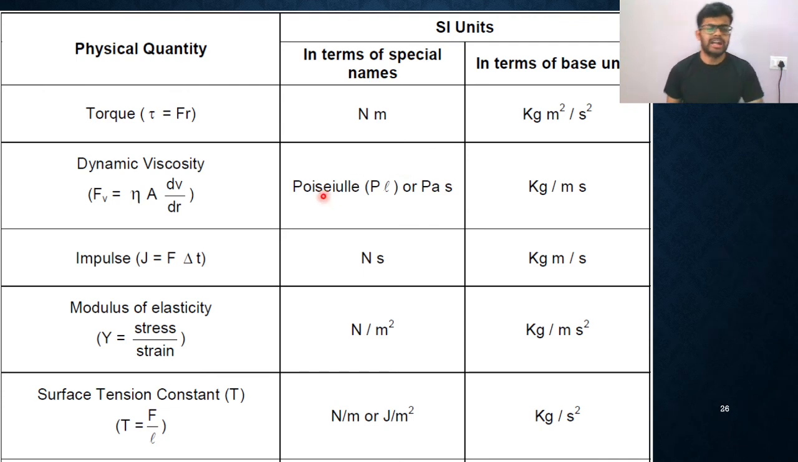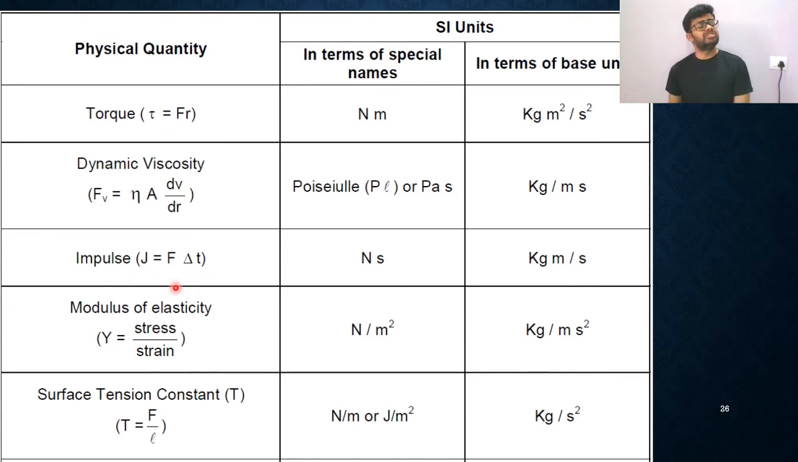Next, I'll talk about dynamic viscosity. If you talk about the viscous force, that is Newton. If you talk about the viscosity constant, its unit is poiseuille. You don't need to remember that. Generally we say poise also. Okay, so let us talk about the next one.